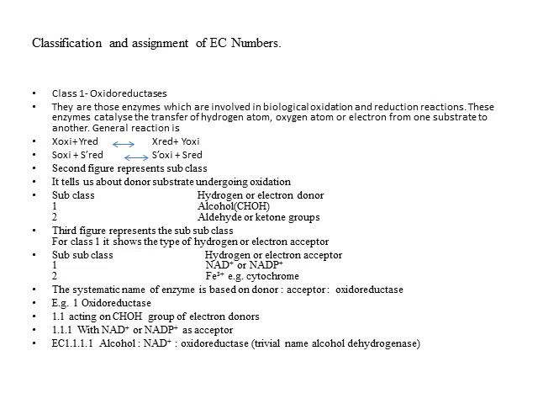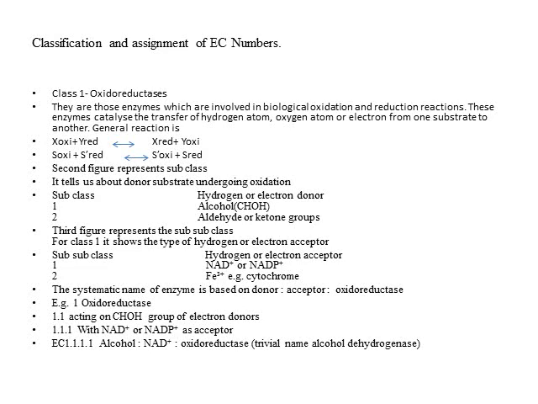The third figure represents the sub-subclass. For class 1, it shows the type of hydrogen or electron acceptor. That means which substrate is accepting hydrogen or electrons. If the sub-subclass is 1, then NAD plus or NADP plus is accepting hydrogen or electrons. If the sub-subclass is 2, then ferric ions, for example as in cytochrome, are accepting electrons.